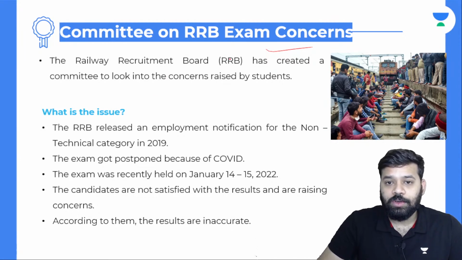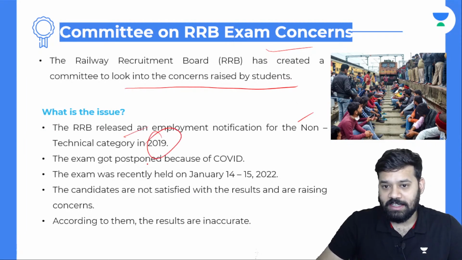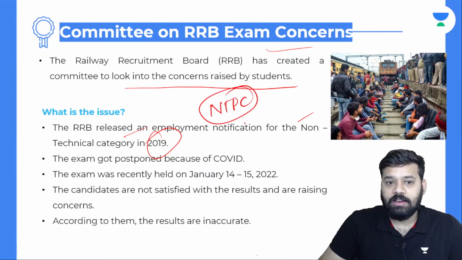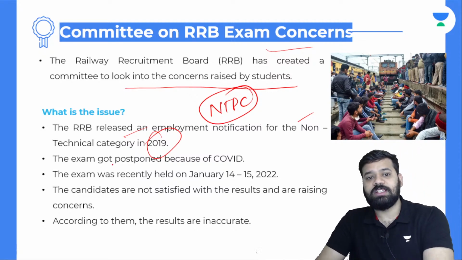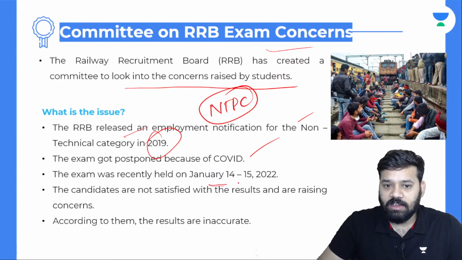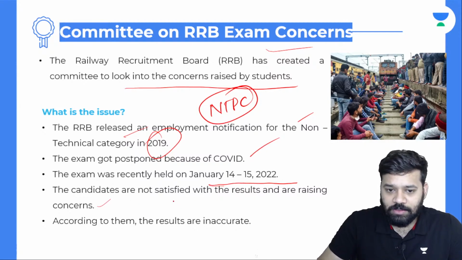The Railway Recruitment Board, that is RRB, has created a committee to look into the concerns that are raised by the students. RRB released an employment notification for non-technical category in 2019. RRB had released NTPC non-technical post notification in 2019. The exam got postponed due to COVID-19, and the exam was recently held on Jan 14 to 15, 2022. The candidates are not satisfied with the results and are raising concern. According to them, the results are inaccurate. That's what the candidates are saying.